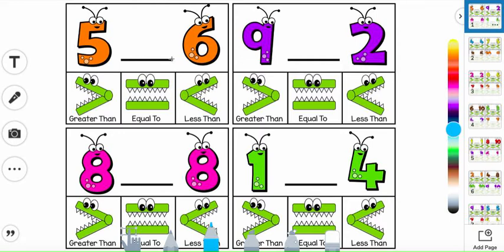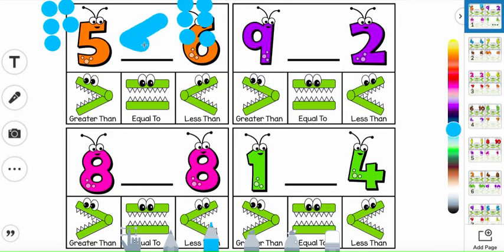So we have to think about it, okay? If I click this, we can see we can do 1, 2, 3, 4, 5 dots, and we can do 1, 2, 3, 4, 5, 6. The alligator always wants to eat the bigger meal, the one that's greater than. So in this case, we know that 6 is greater than 5, meaning your alligator would go this way. Okay? But when we read this, we read it left to right, and it says 5 is less than 6. 5 is less than 6.